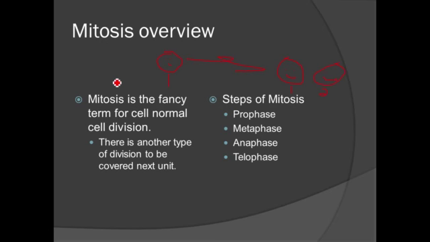Don't know why. So there are four steps to mitosis. There's prophase, metaphase, anaphase, and telophase. Now I always tend to remember these as PMAT. I don't know why it works like that for me, but it works. If you sit there and try to turn it into a little bit of an acronym, it makes it a lot easier to remember this stuff.